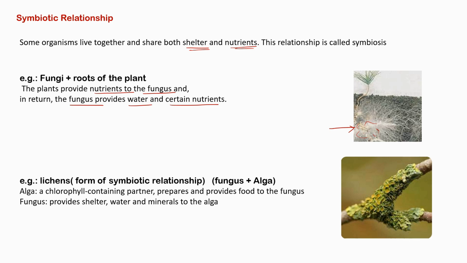Now another example is lichens. In lichens there are two organisms, one is a fungus and the other is an alga. The alga is the chlorophyll-containing partner. Here, as we can see, this is the alga. The alga provides food to the fungus because it has chlorophyll and can perform photosynthesis, whereas the fungus provides shelter, water and minerals to the alga. Here this is a fungus and this is an alga. In turn, both give something to each other and both survive.